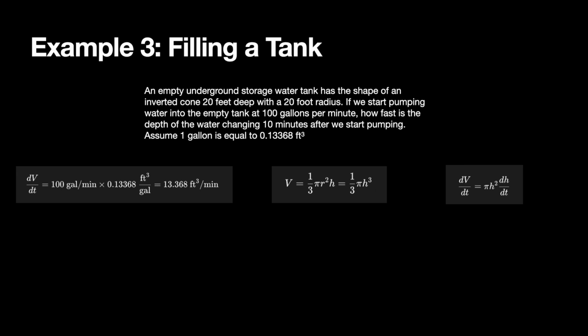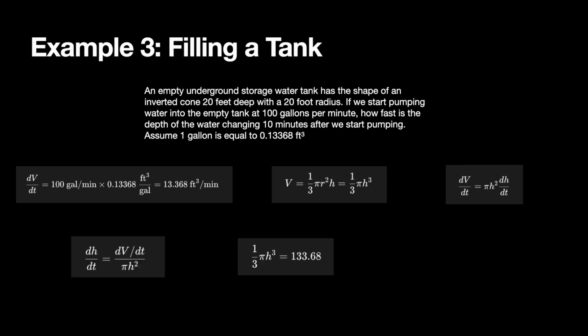After that, we differentiate with respect to time and then isolate dh over dt. Then we define the height after we've poured in water for 10 minutes. And using that value, we substitute in our original expression for dh over dt and then get 0.167 feet per minute.